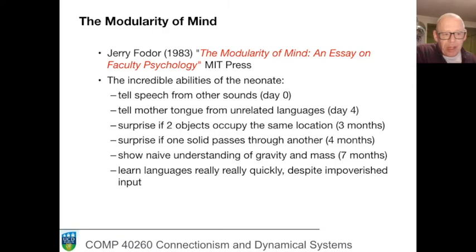At 7 months they can be shown, or one can conclude, that they have a naive understanding of gravity and mass. But the most important skill, capacity exhibited by very young children is the manner in which they learn language. They learn language really, really quickly.